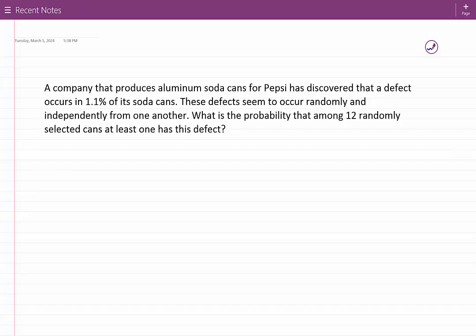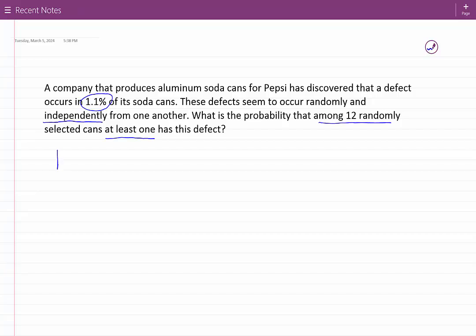All right, in this problem, we're looking to figure out the probability that among 12 randomly selected cans, at least one has a defect. So this problem says that a company produces aluminum soda cans for Pepsi, and it has discovered that a defect occurs in 1.1% of its soda cans. These defects seem to occur randomly and independently from one another. That's helpful to hear that the defects are independent from one another. It says, what is the probability that among 12 randomly selected cans, at least one has this defect?